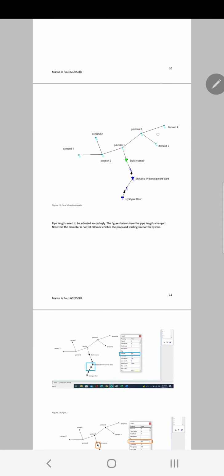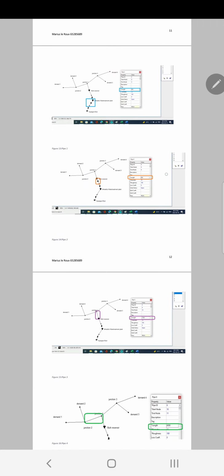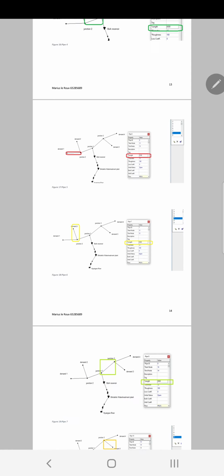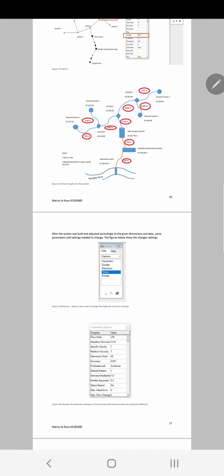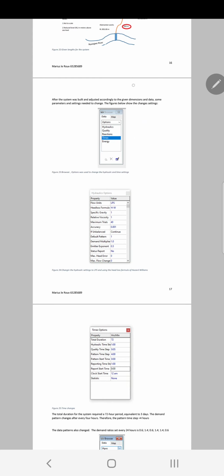After all the elevations were adjusted, the pipe lengths were adjusted also. Please note the diameters are still the default at 12 and not yet 300 as was proposed by Unisa. So for all the pipes from 1 to 9 linking the whole system, the length was adjusted. After that, a few settings and parameters needed to be changed.